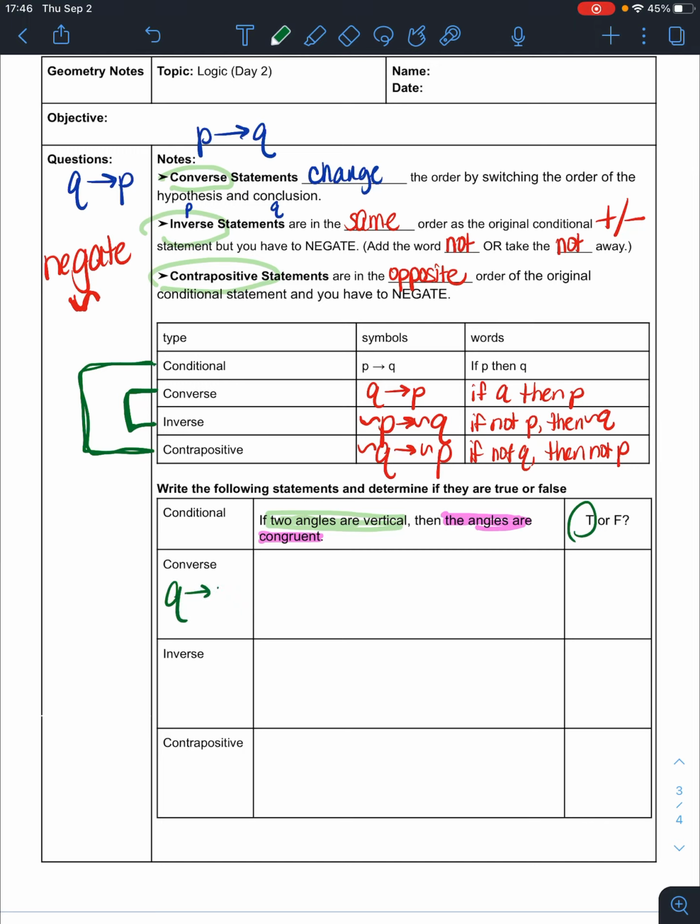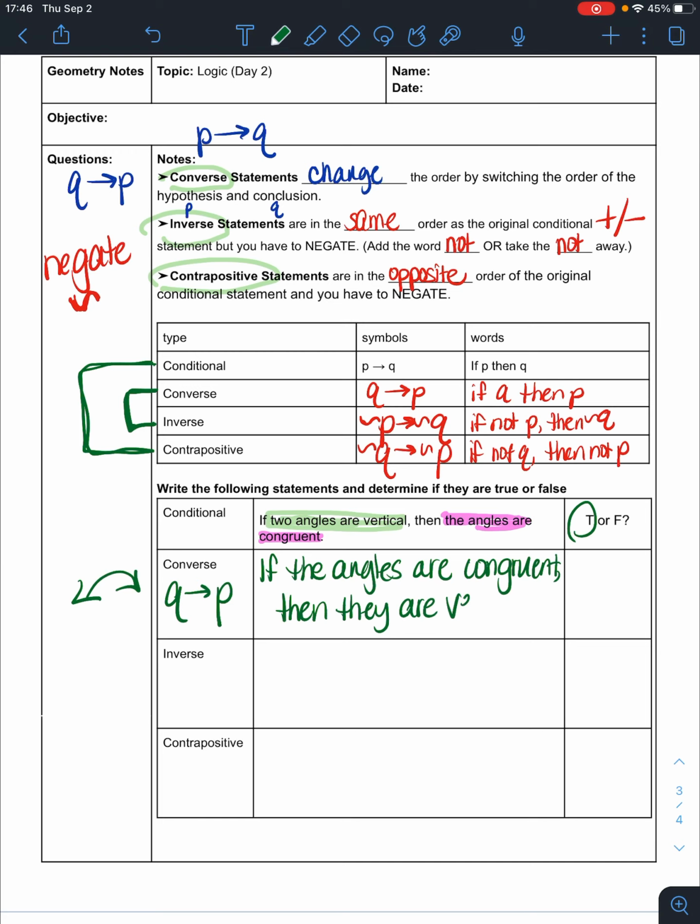The converse of that, remember, is you switch the order. So we have it, then we switch it. So if Q, then P. So we would say if the angles are congruent, then they are vertical. It doesn't have to be word for word, just get the idea. You can say if two angles are congruent, then they are vertical angles. You can say it several different ways. So let's determine whether it is true or false.